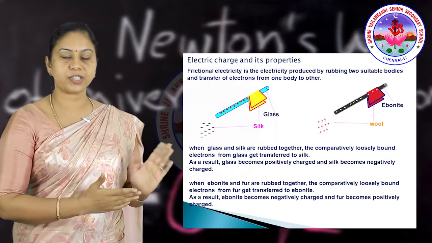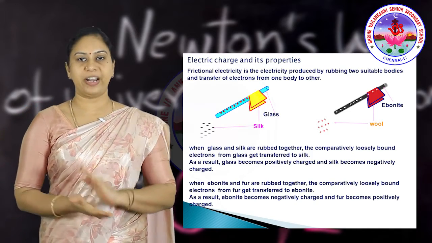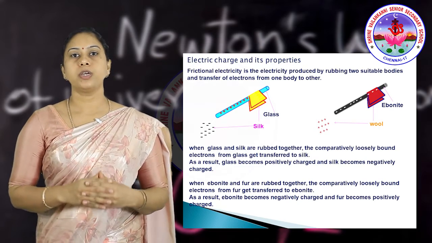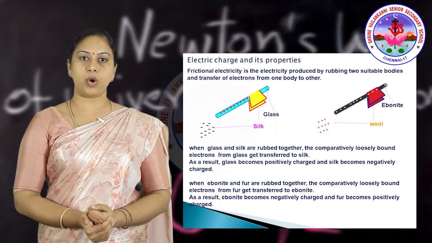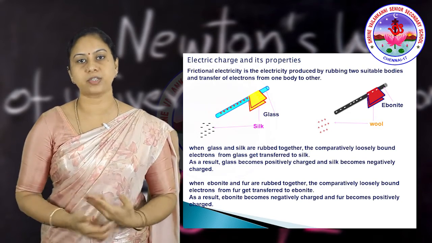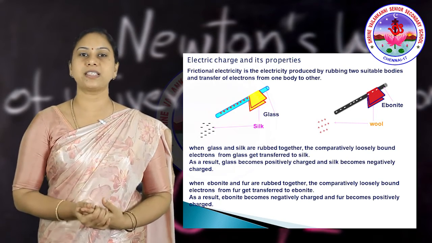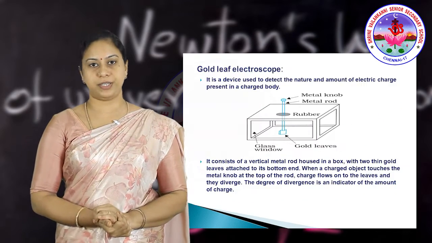Now we'll see the next example, the ebonite rod with the fur. The fur has loosely bound electrons, so the fur loses electrons and the ebonite rod has an excess of electrons. It becomes a negatively charged body. In this way the charges are transferred, and this is what we call frictional electricity.